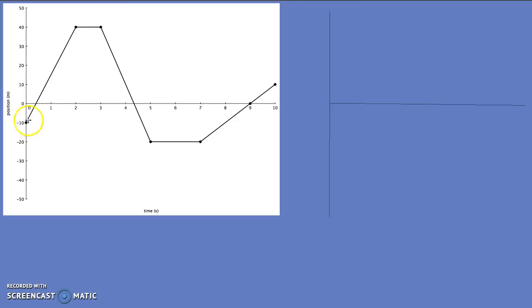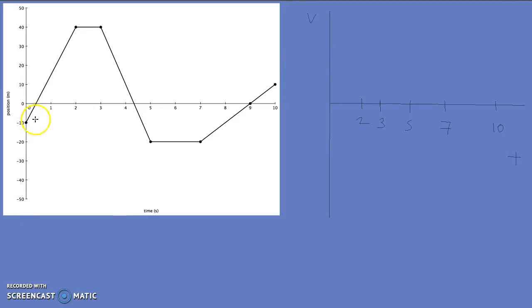So from 0 to 2 seconds, we've got something going on. Then from 2 to 3 seconds, there's something going on. Then from 3 to 5. From 5 to 7. And then from really 7 to 10. Alright, so for all these segments, we're going to graph this out. We want to graph this one, that will be velocity versus time.